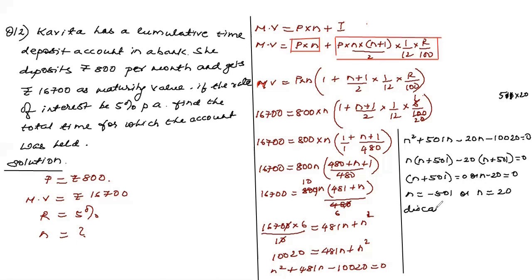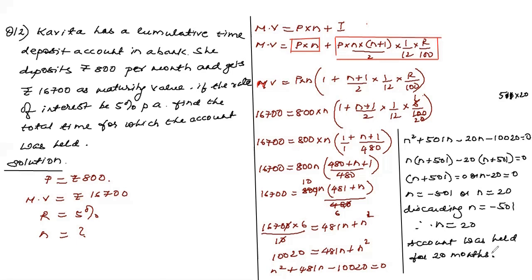Discarding n is equal to minus 501, therefore n is equal to 20. Children, the time for which the account was held: the account was held for 20 months.